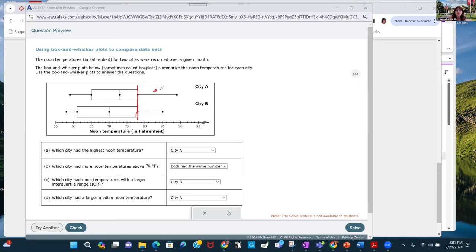Even though this line is longer, it still has 25% of the data. This still has 25% of the data. So they both have the same number of data. Okay. Which city had noon temperatures with a larger interquartile range? This length is bigger than that length, so City B. Which city had a larger median? And clearly City A did. Okay. So it'll be asking me questions like that. Okay, so I finished.